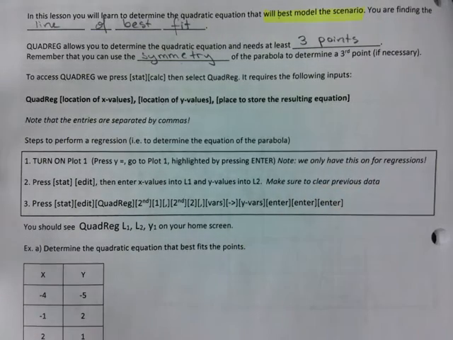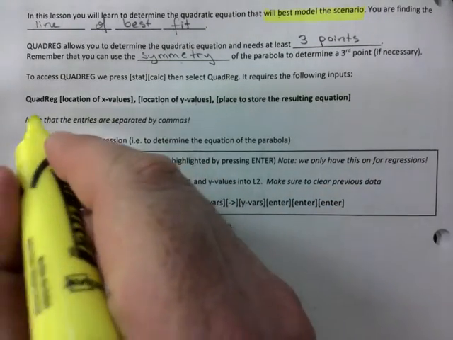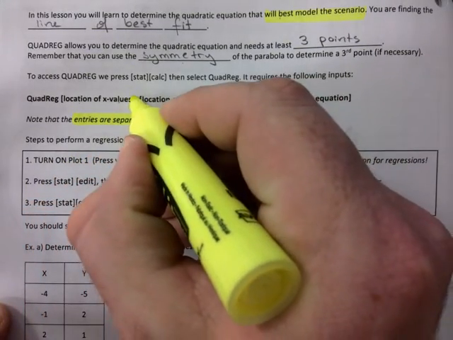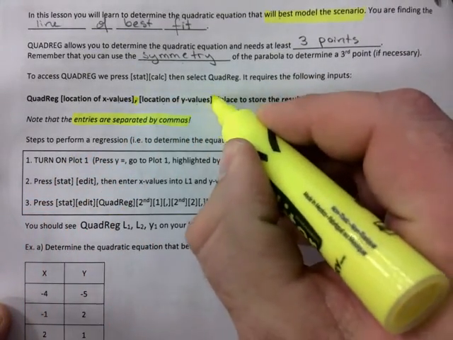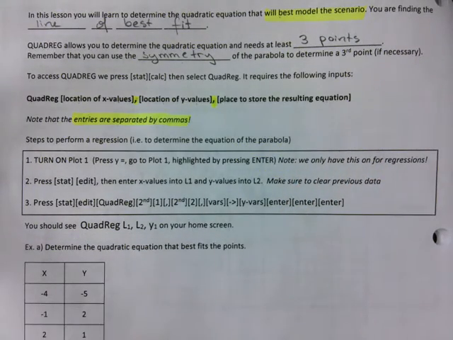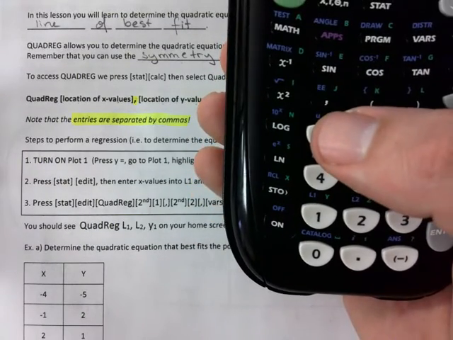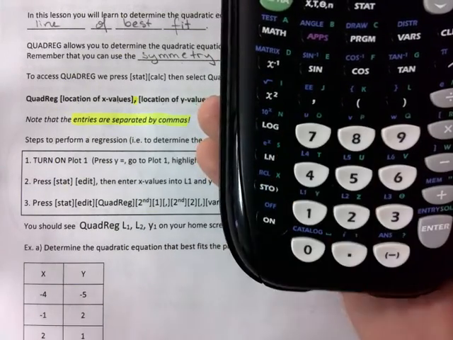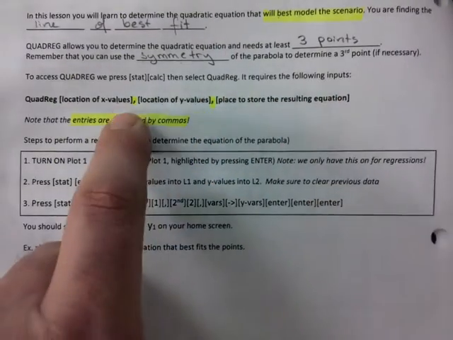Entries are separated by commas. Like these commas are actually an actual button that we'll press. And the comma button is very easy to find. If you look on your calculator, it's right under sin. There's a comma button there. So that's the one I'm talking about.